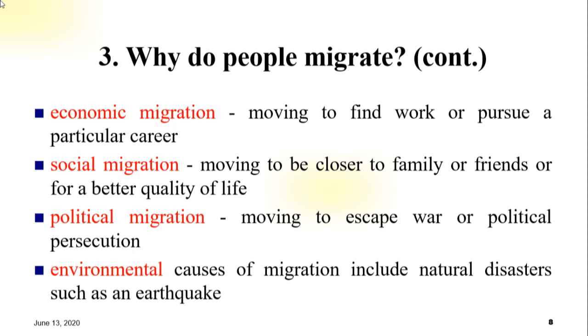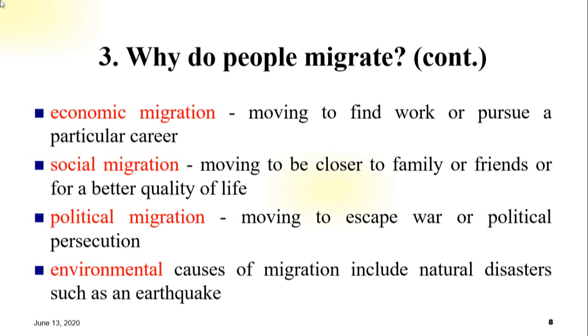Environmental causes of migration include natural disasters such as an earthquake. Earthquake, like in Japan, right? When their country has an earthquake, people in Japan will change their home or their place to another country.